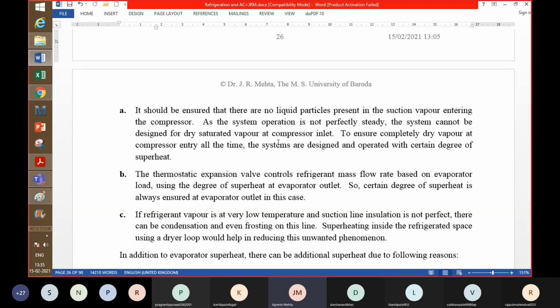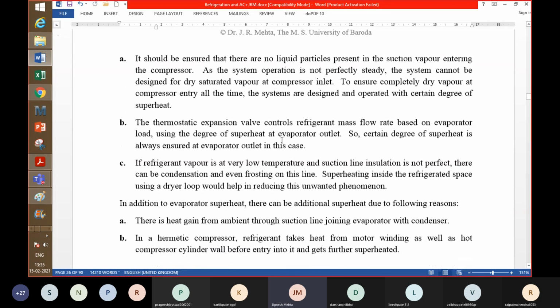Right? They are not designed to handle any liquid. They are designed to handle only vapor. So you should ensure that no liquid particles are coming out, and that's why you have to keep some safe margin, and you should come out at least slightly superheated when you come out of the evaporator. Second thing, as we may discuss it later, there is one expansion valve.